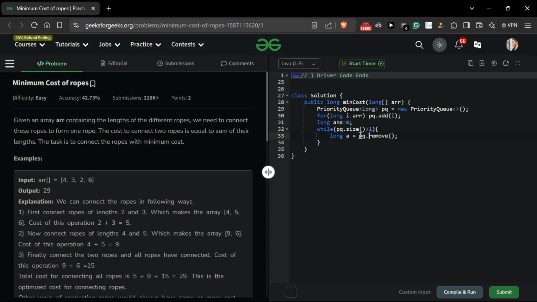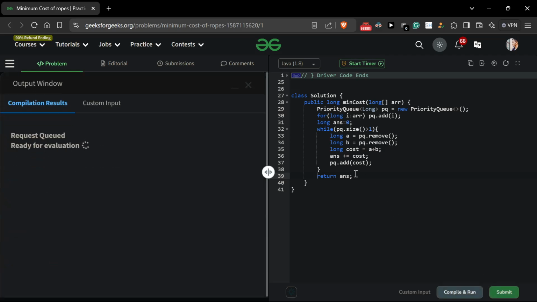So we remove the two smallest ropes a and b. We have its cost a plus b. We consider this cost and we add the connected rope again. After adding this connected rope, at the end we have our answer. So that's about it. It's a pretty easy question. Let's give it a try.